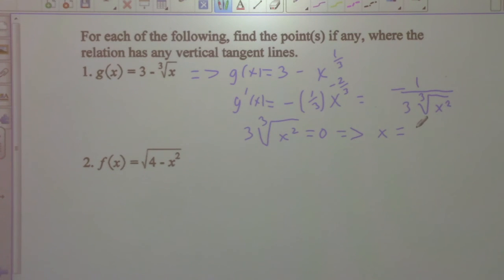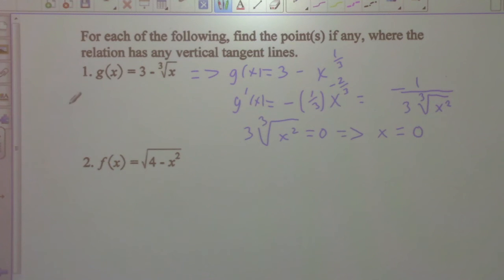X is equal to zero? Yep. That's right. And what you can do, if you want to overcomplicate things, you could divide by 3 first, take the cube root, but every operation you do to zero is still going to leave that as zero, right? So now we have our x value where the derivative is undefined.